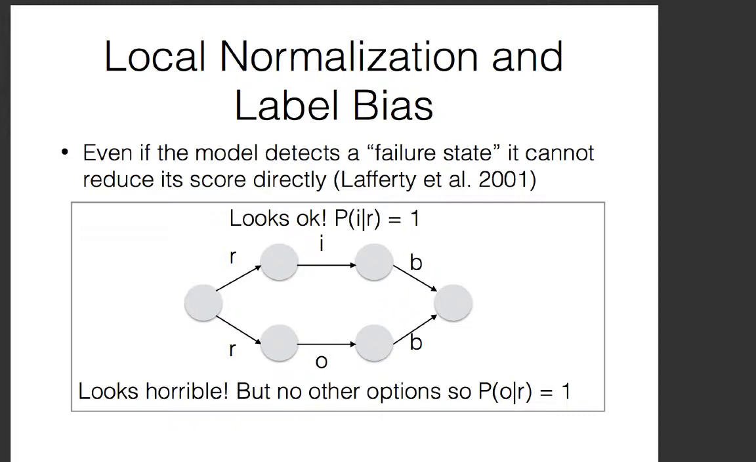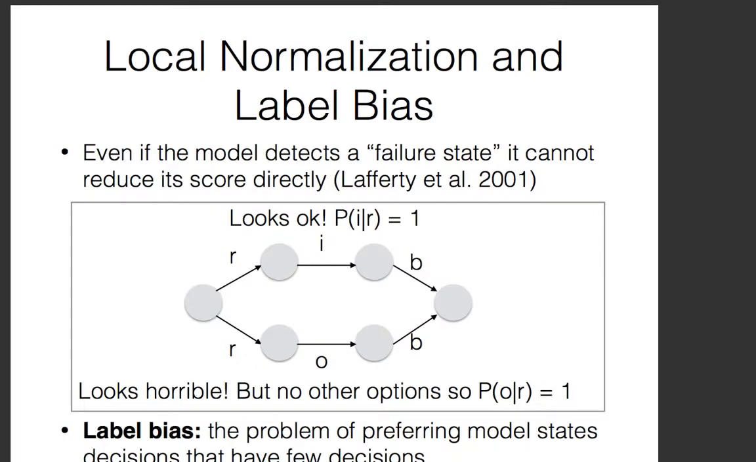However, if we added up all of the scores and then did normalization after adding them up, we could penalize the one, because the overall score at the end after we did the addition would be much lower for the second hypothesis. So this is called the problem of label bias. This is the problem of preferring model states that have few decisions.